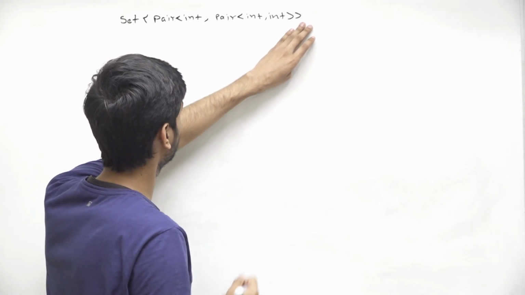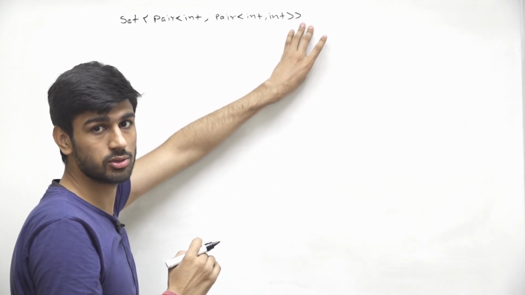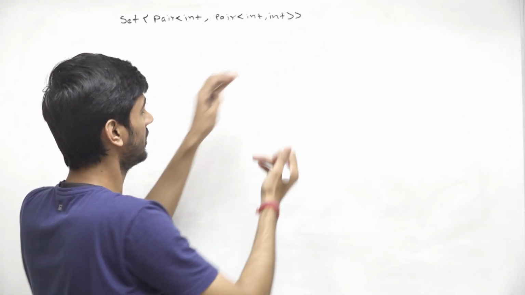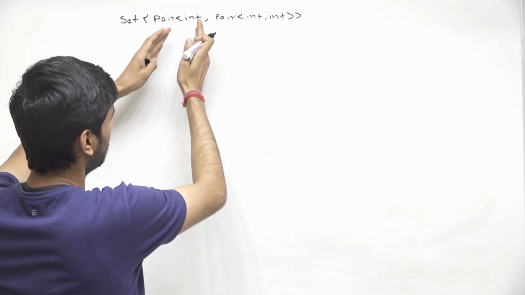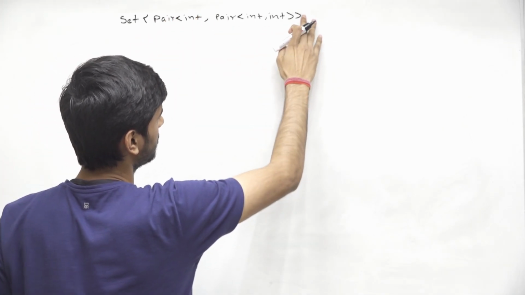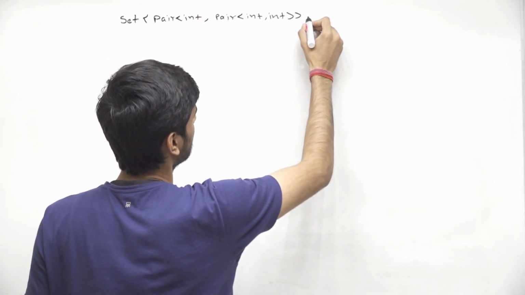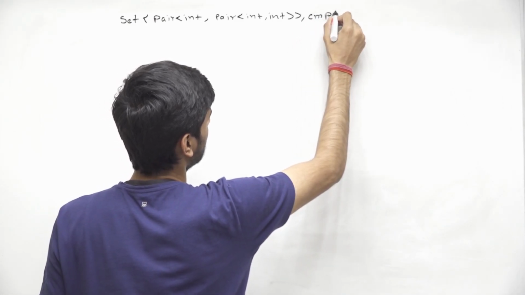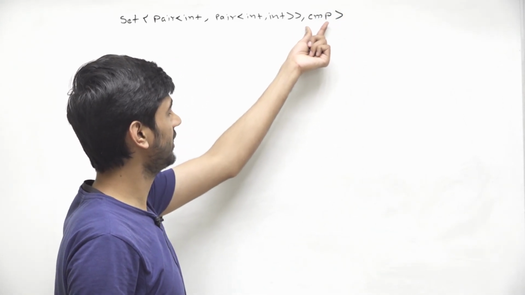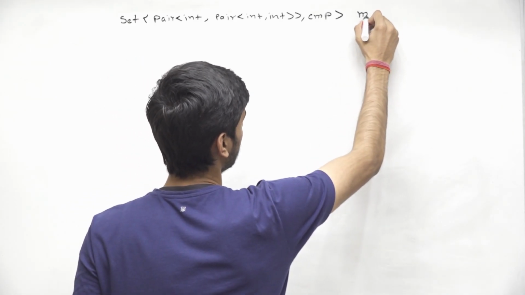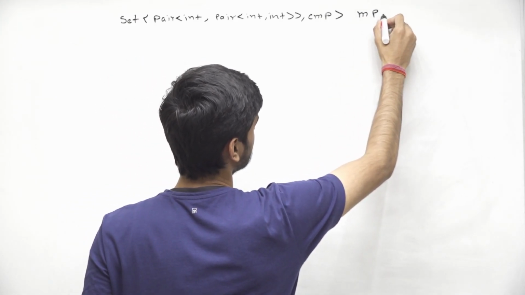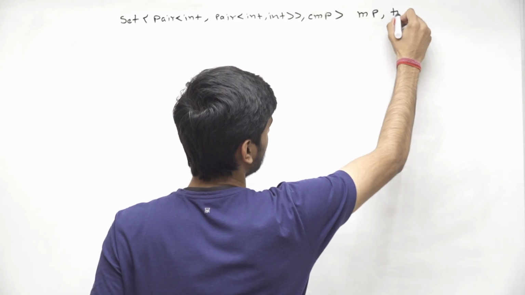So for this, because we are passing 3 values, we will also have to write our own comparator, which will basically sort things for us, first based on this value and then later based on x or y coordinates, right? So CMP. I assume that you guys will be able to write this custom comparator, and we will require 2 different sets. First is this MP, and let's say the second one is temporary.